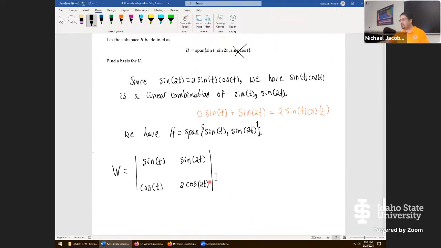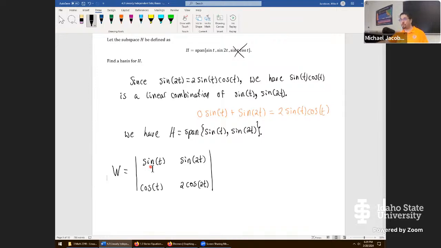So here's what can happen. If this equals 0 for all values of t, we have linear dependence of those functions, and that means we're kind of stuck. That would not have been a basis. But if this is non-zero for one value of t in the domain, they're automatically linearly independent. We just have to show it's a non-zero function.